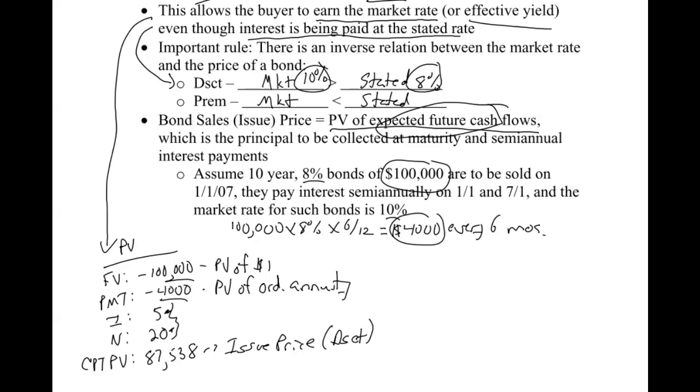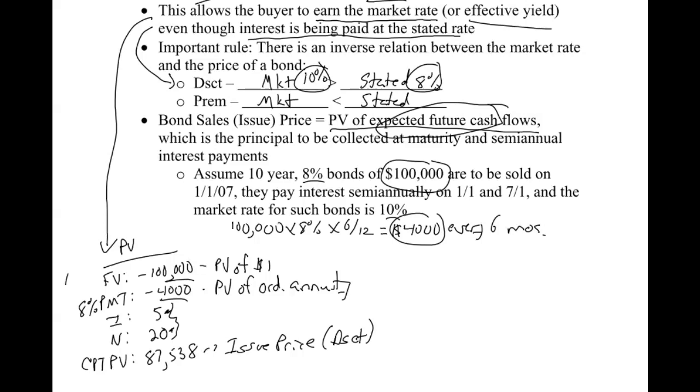All right, so think about in this problem. Let's read this again. This allows the buyer to earn the market rate. I mean, they're going to earn 10%, even though we're only paying them 8%. So think about it. We are paying them $4,000 every 6 months. Okay, that's 8%, or 4% per every 6 months.